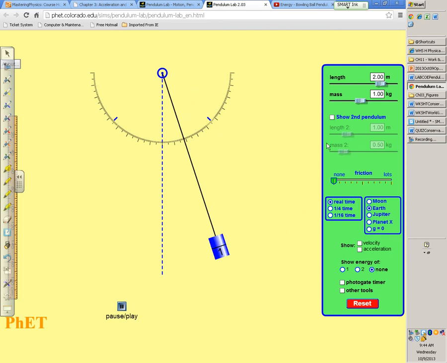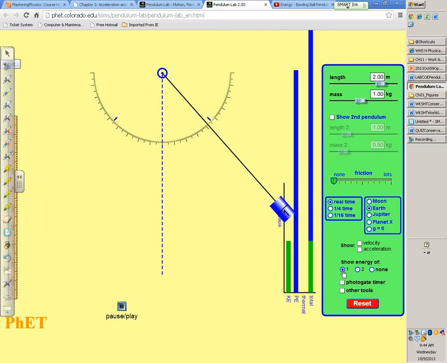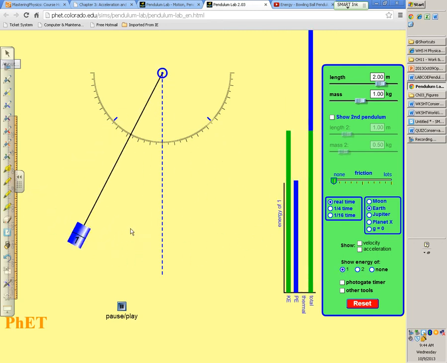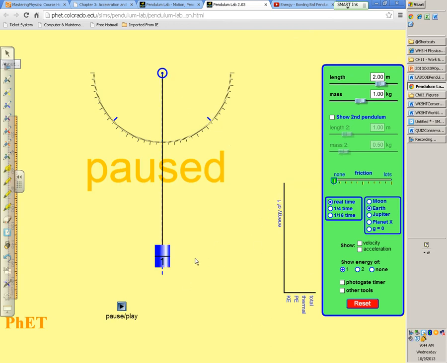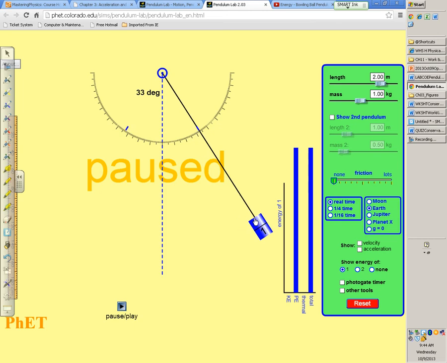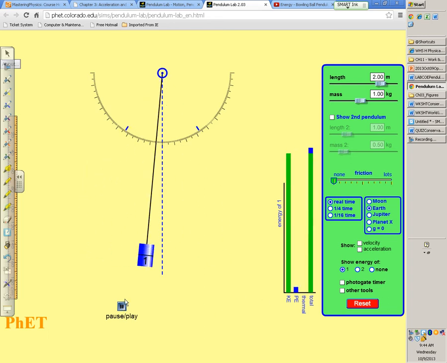But for our discussion, to make it a little bit more relevant, I am going to come down here where it says show energy of, and I'm going to click number 1. And then that's going to happen. Okay? I'm actually going to stop it here for a second. I'm going to reset it. And then I'm going to pull it here. Okay? And then I'm going to let it go. Like this. Okay?